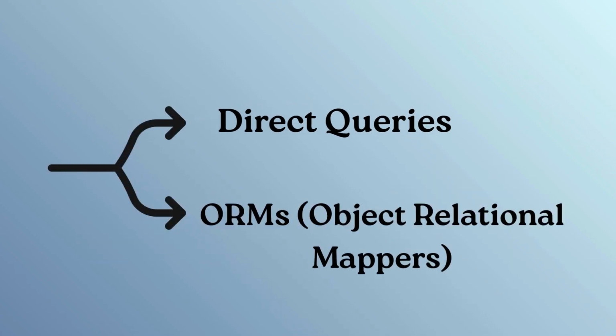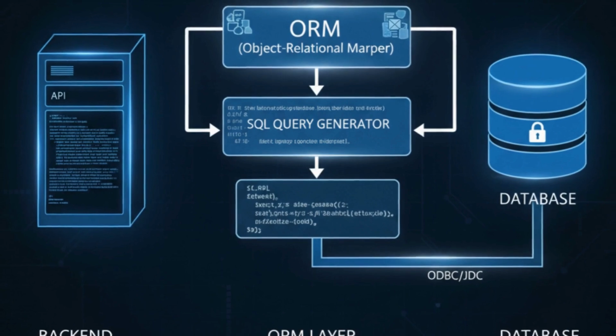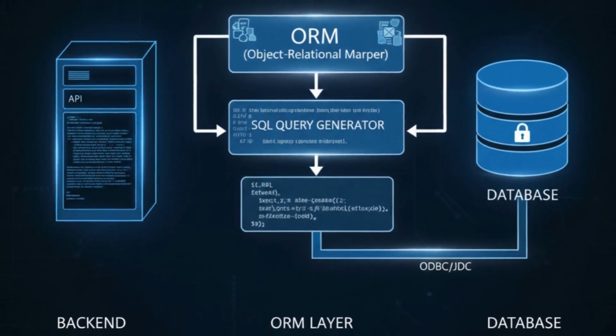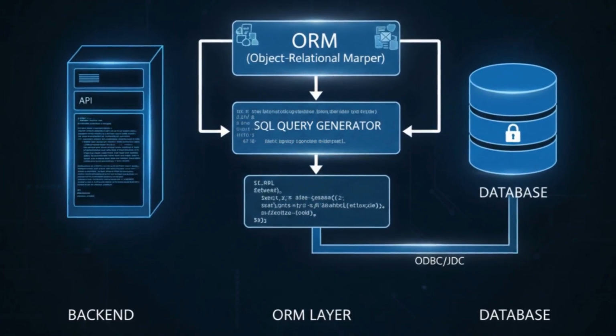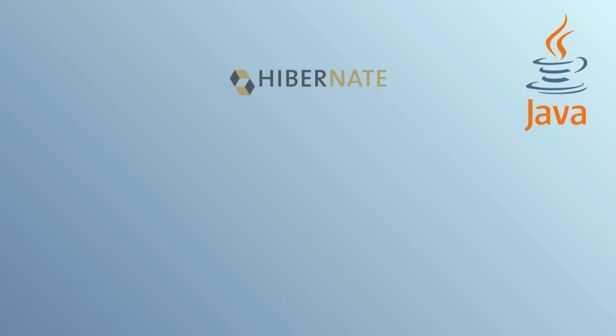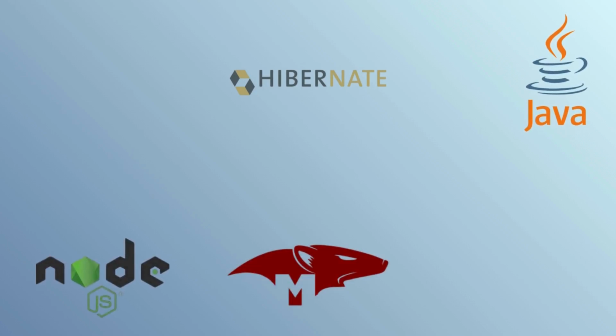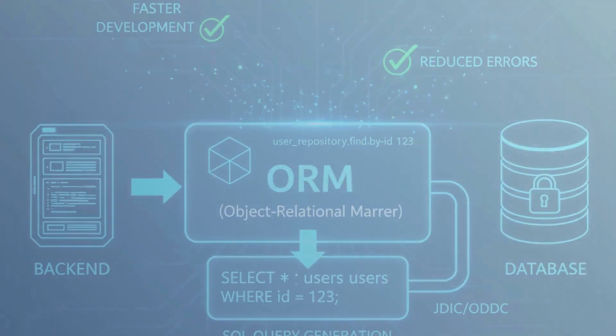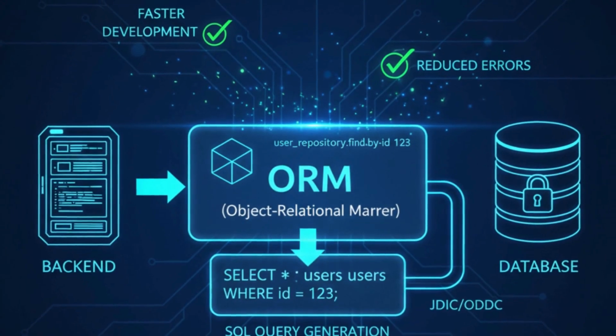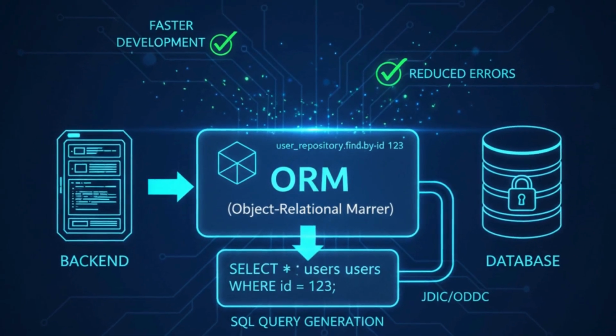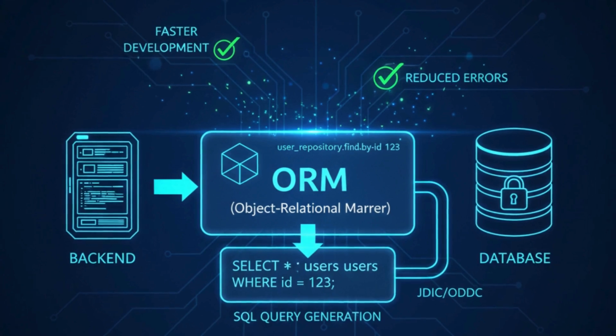ORMs, object relational mappers. Instead of writing raw queries, developers use programming objects that are automatically converted into database queries. For example, in Java with Hibernate or in Node.js with Mongoose, you can simply write like this. The ORM takes care of generating the query behind the scenes. This approach makes development faster and reduces chances of errors.